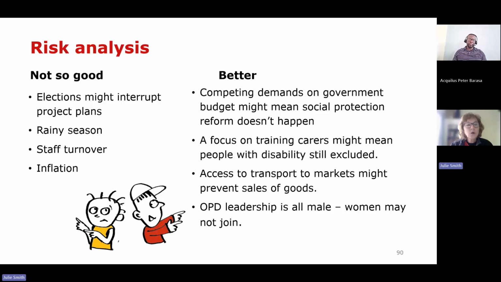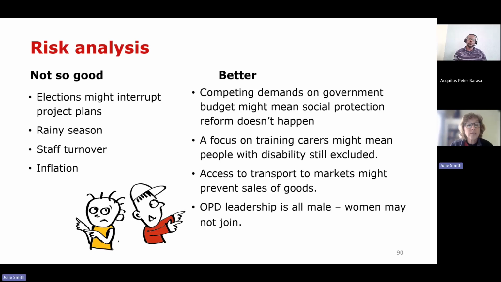Risk. So often what we see in a risk matrix or a risk analysis is that the main risks to the project are these three things: elections, rain, and staff turnover. Let's try and do better than this when we talk about risks. Inflation's the other one. So really think about what are the real risks of the project.